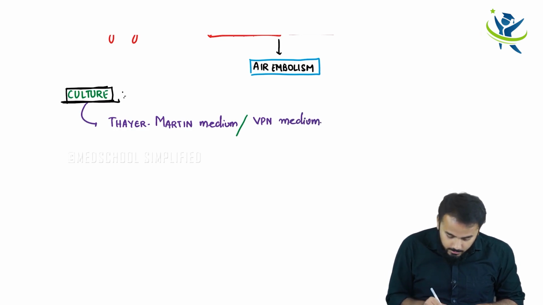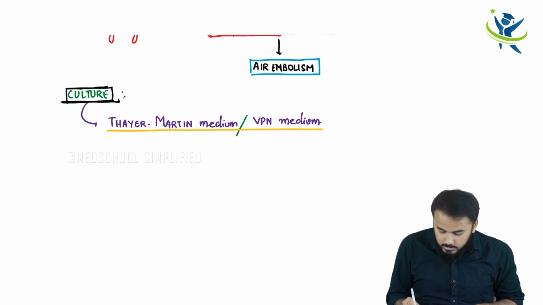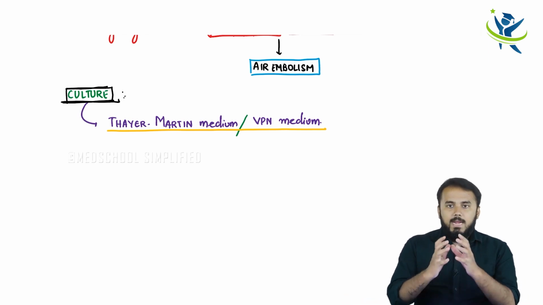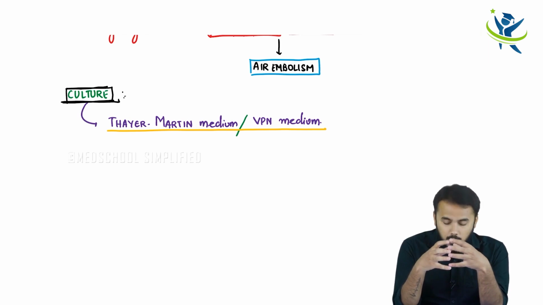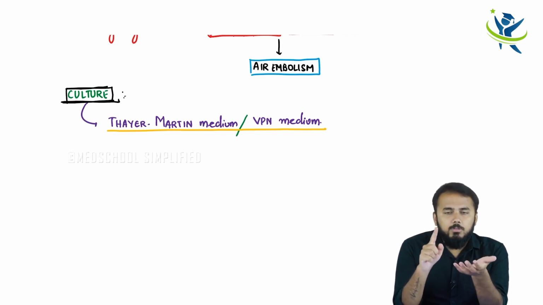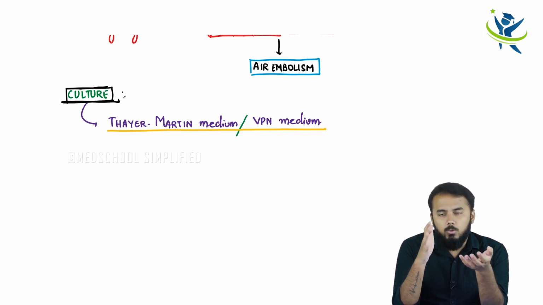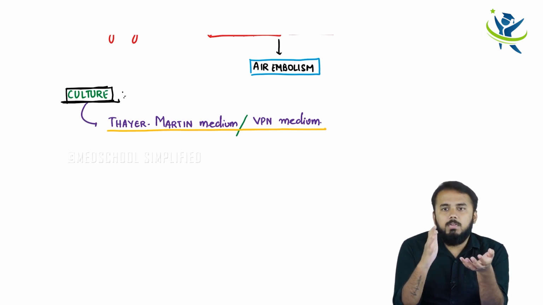Can you please tell me what is this VPN medium? Why are you calling it VPN medium? Look here, all of you know that this bacteria will grow well on Thayer-Martin medium, and on Thayer-Martin medium there is only one bacteria which grows, that is Neisseria meningitidis, right? This meningococcus. So this is the only bacteria which grows on Thayer-Martin medium.